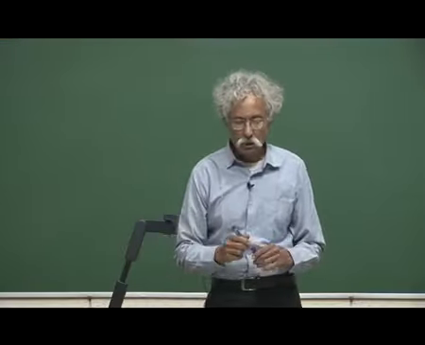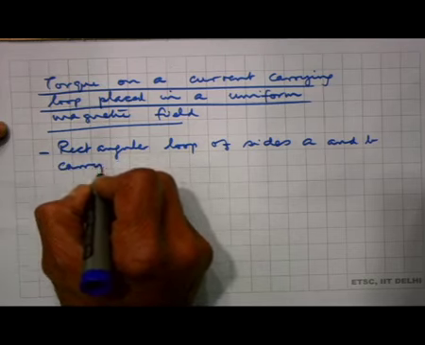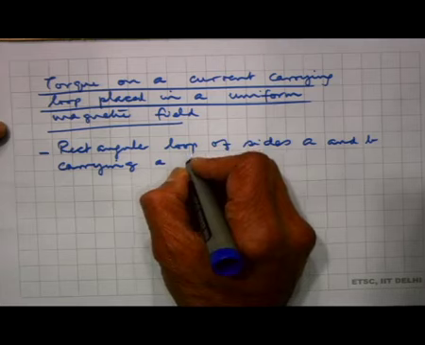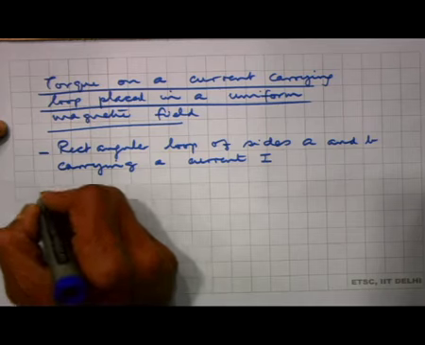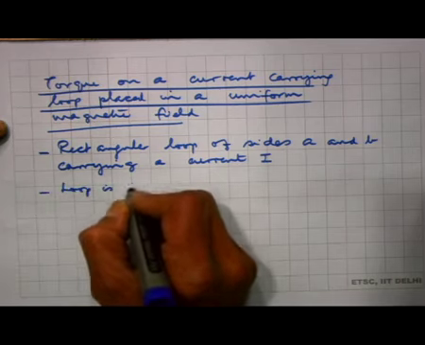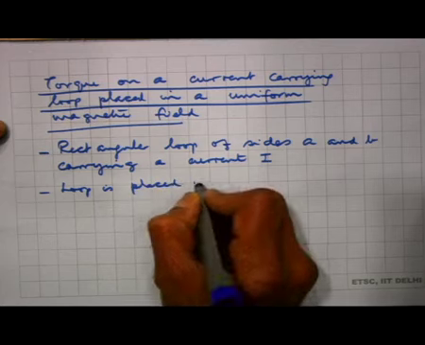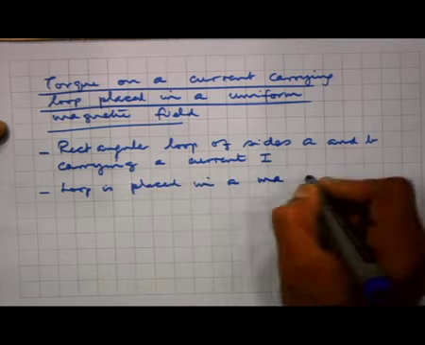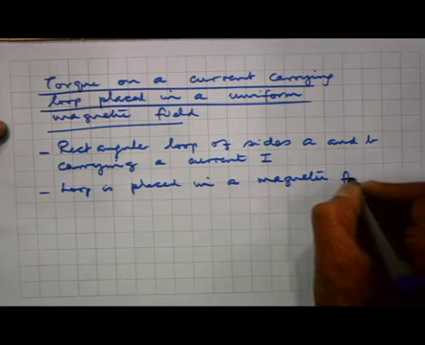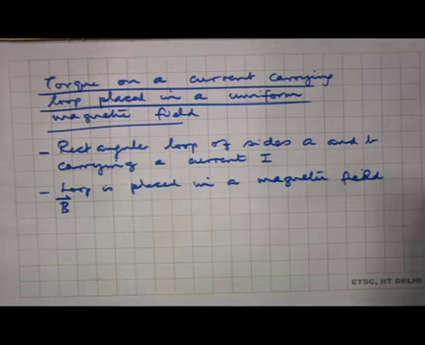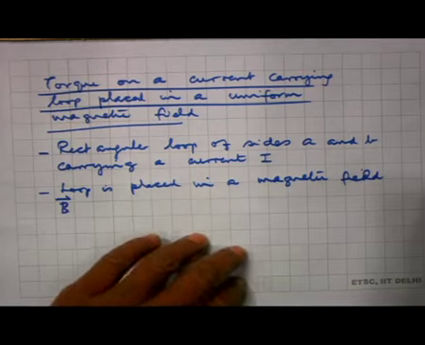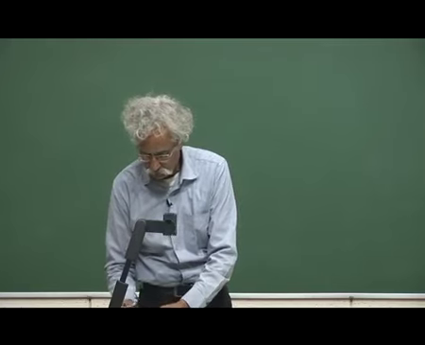of sides A and B carrying current I. A loop is placed in a magnetic field B. So, now let me draw a figure to show you the geometry of the problem.